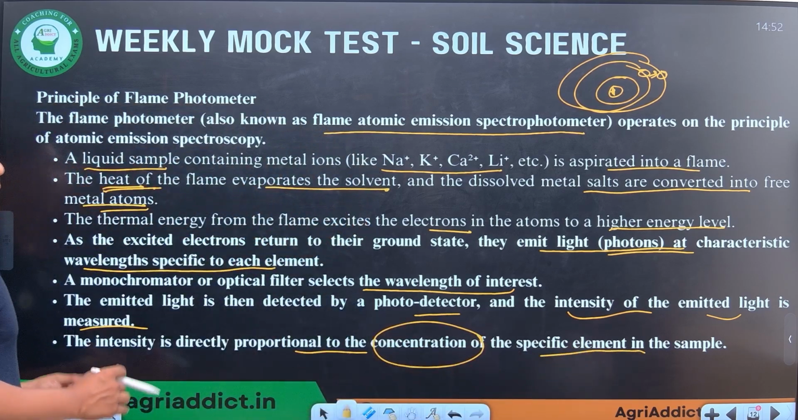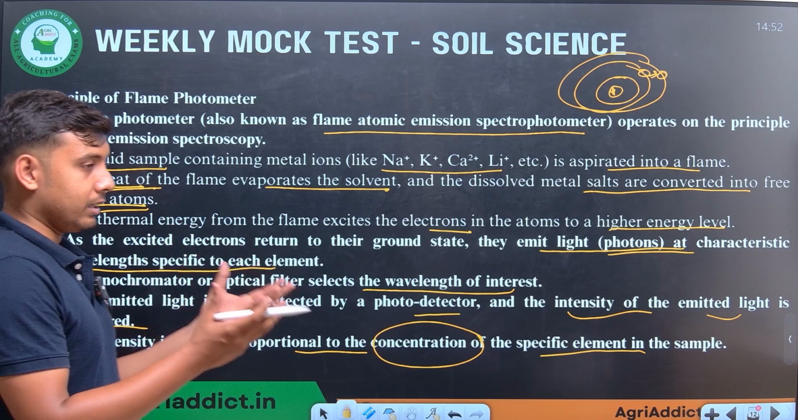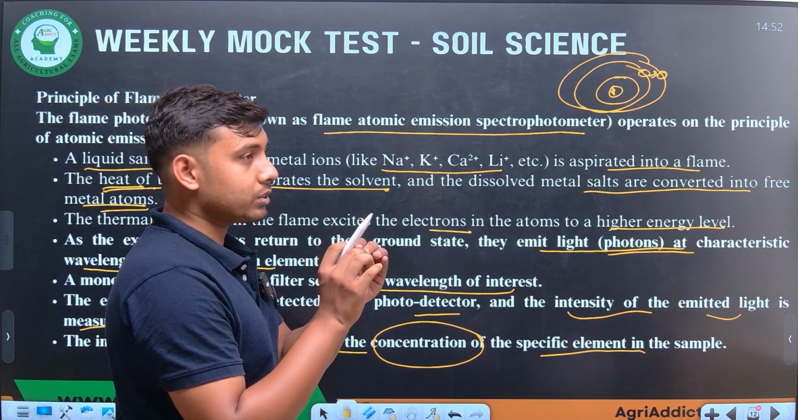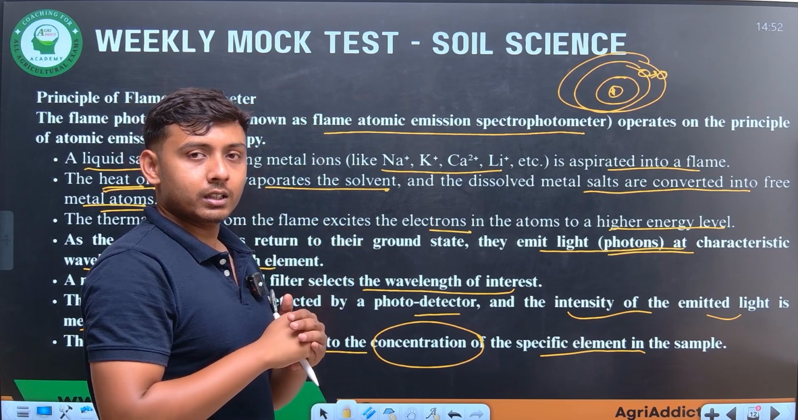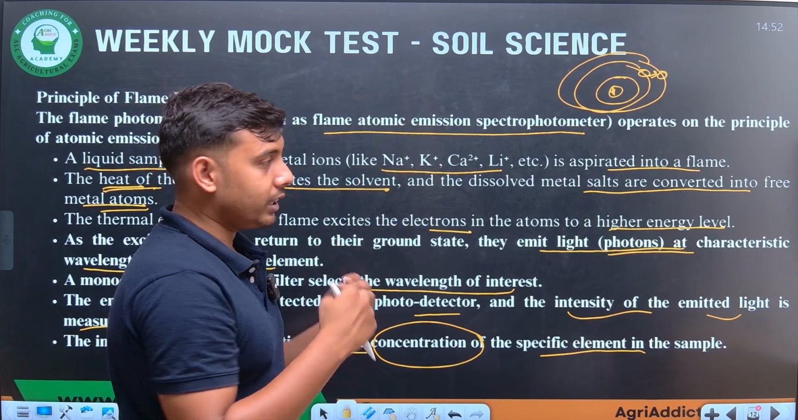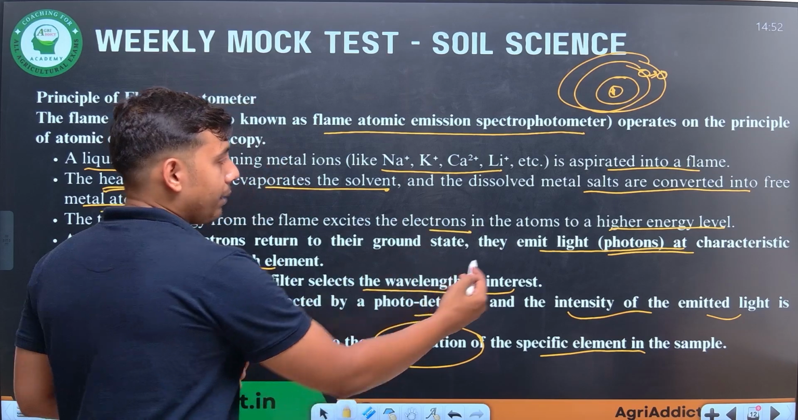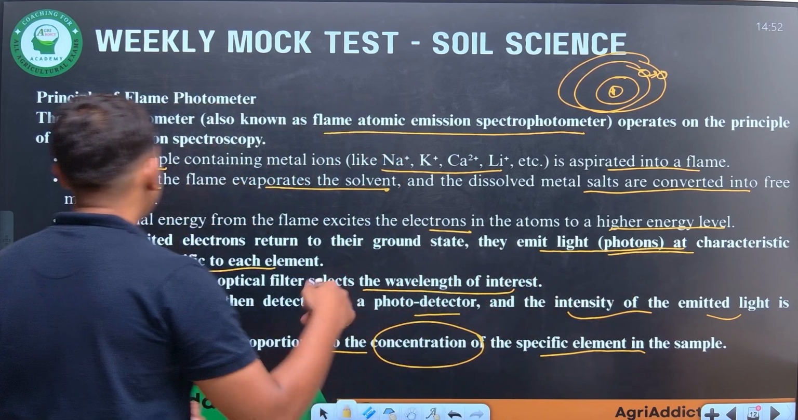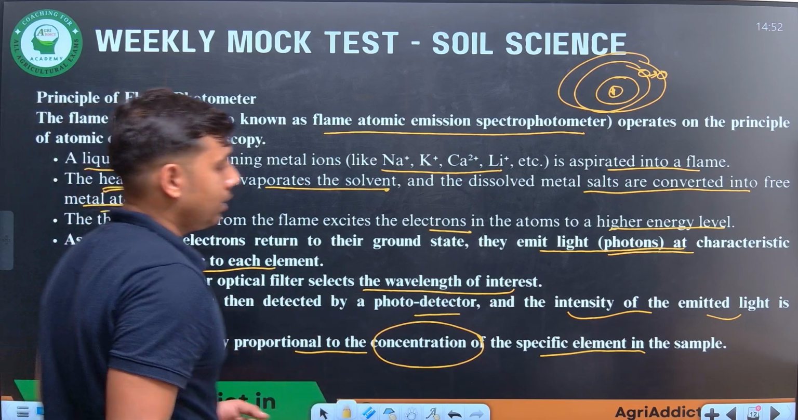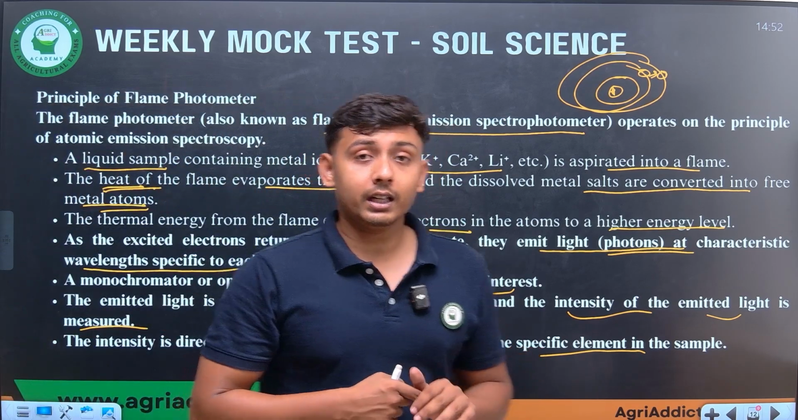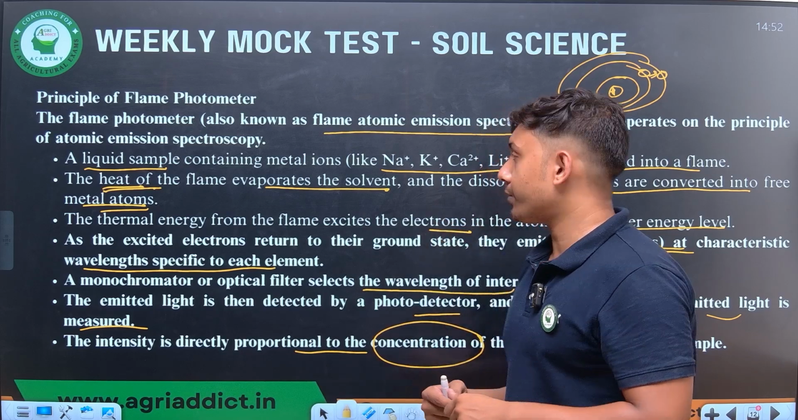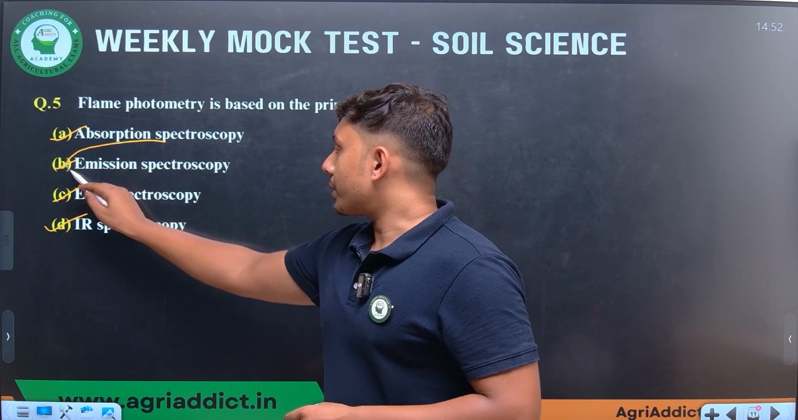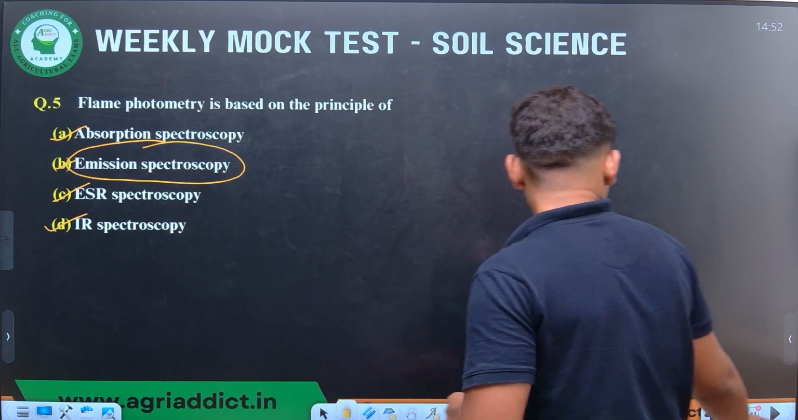So this is the principle of the flame photometer: the sample is aspirated into the flame. By the heat, the electrons go to the excited state. When they come back to the ground state, they emit light of different wavelengths for different elements. By this we can know which element is present, and by the intensity we can find the concentration. So it is actually an emission spectrum. Okay, next question.